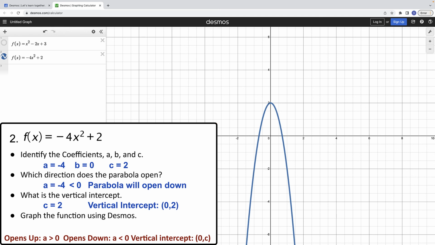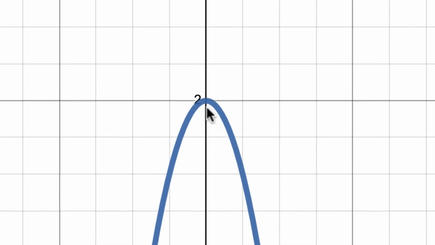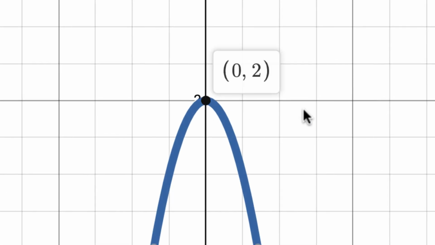We also said since the constant term c was 2, that the vertical intercept would be at the coordinate 0, 2. Let's verify this by going over to the graph of our function, clicking on the vertical intercept of our graph to reveal the coordinates. We see that it is indeed at 0, 2.